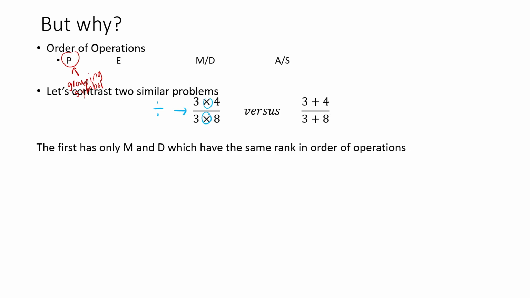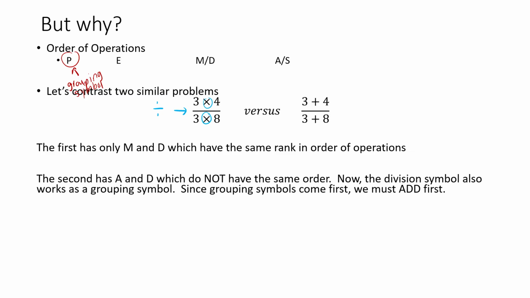It is true that the fraction bar can be a grouping symbol, but again, because they have the same rank anyway, we have some flexibility because they're all ranked together. It's all just multiplication and division. Now the second is very different. The second has adding and division, which do not have the same order.